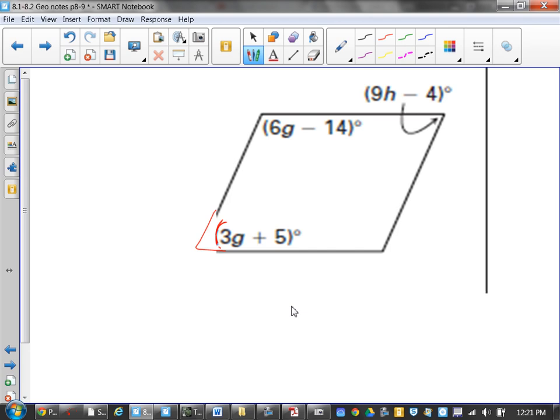What I want you guys to see is that you can't go and solve for both variables at the same time. You have to figure out what you can solve for first. In this case, you have to solve for G first. G, our consecutive interior angles, those two angles have to add up to equal how much? 180. So you just write it out. So you get 9G, negative 14 and 5 is 9.